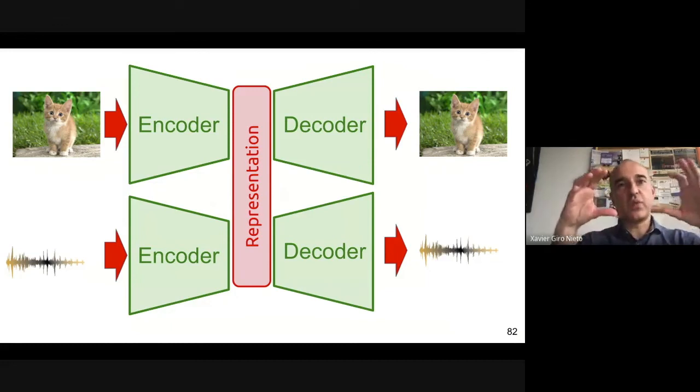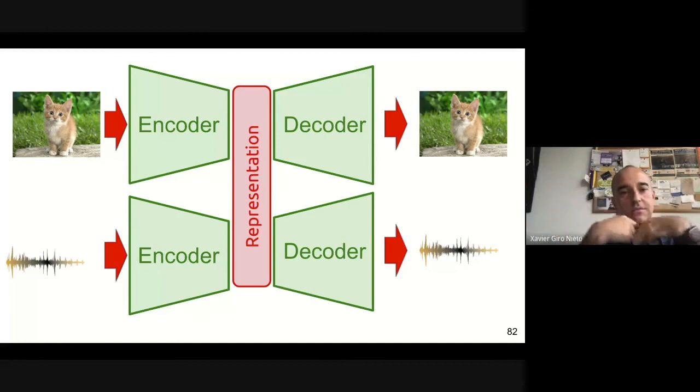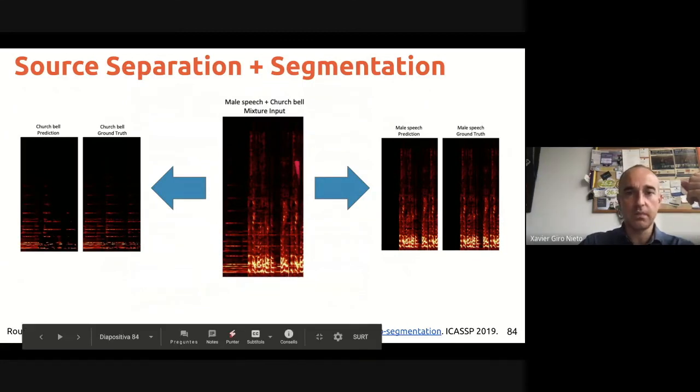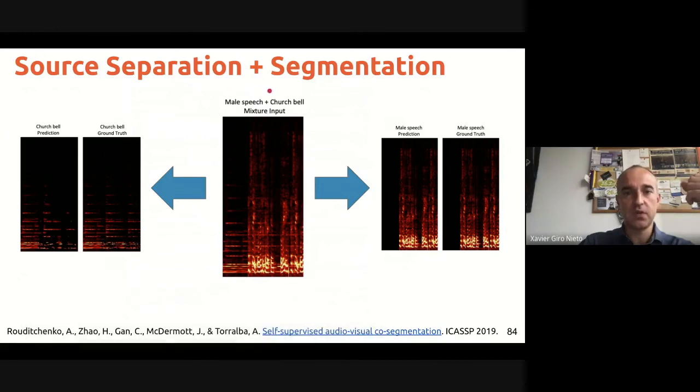Okay, so now that we know that we can really separate the audio from different musicians in a video stream, why don't we try to separate everything? Why don't we try to separate both the pixels and the audio, all together in a self-supervised manner? That's the idea of this other work. Again in a self-supervised manner, if we have the mixed audio of maybe some male speech and some church bell, you want to separate them.